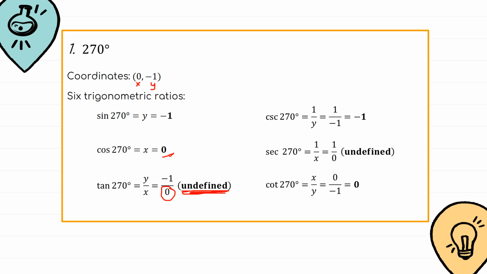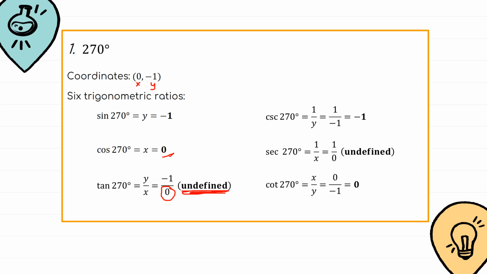Okay? Remember, we will not accept negative 1 over 0. Okay? Kapag undefined, call them undefined. Pero ingat tayo dyan. Kailangan, para masabi natin undefined, kailangan yung 0 nasa denominator.